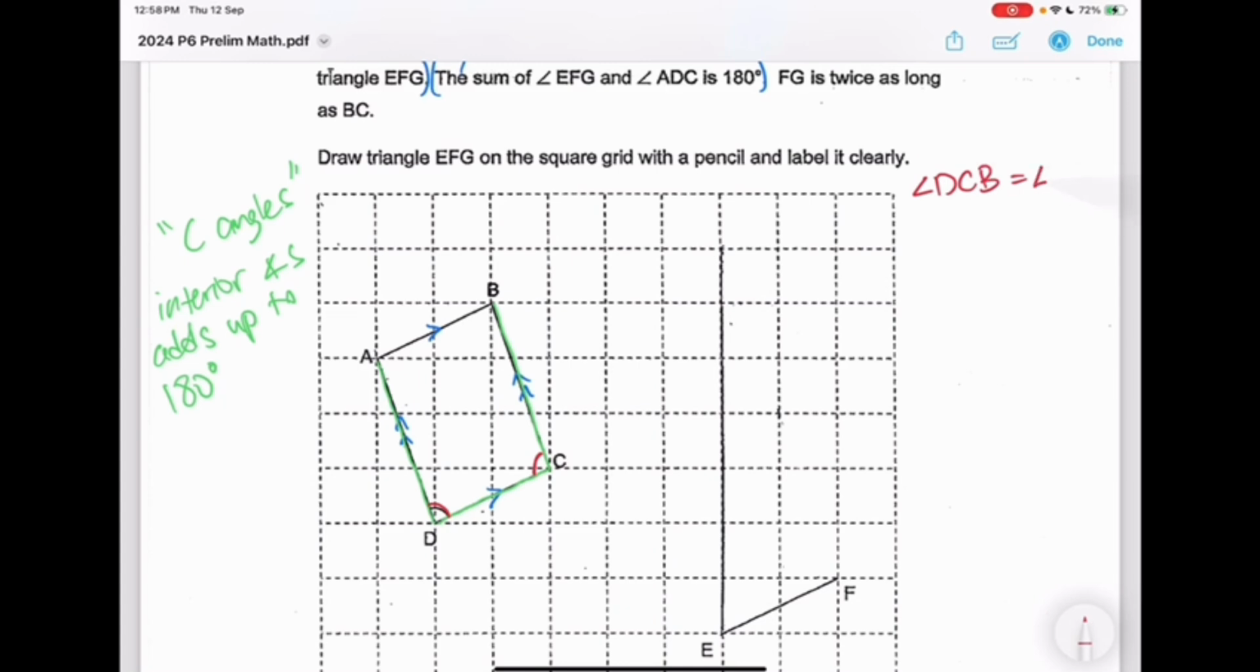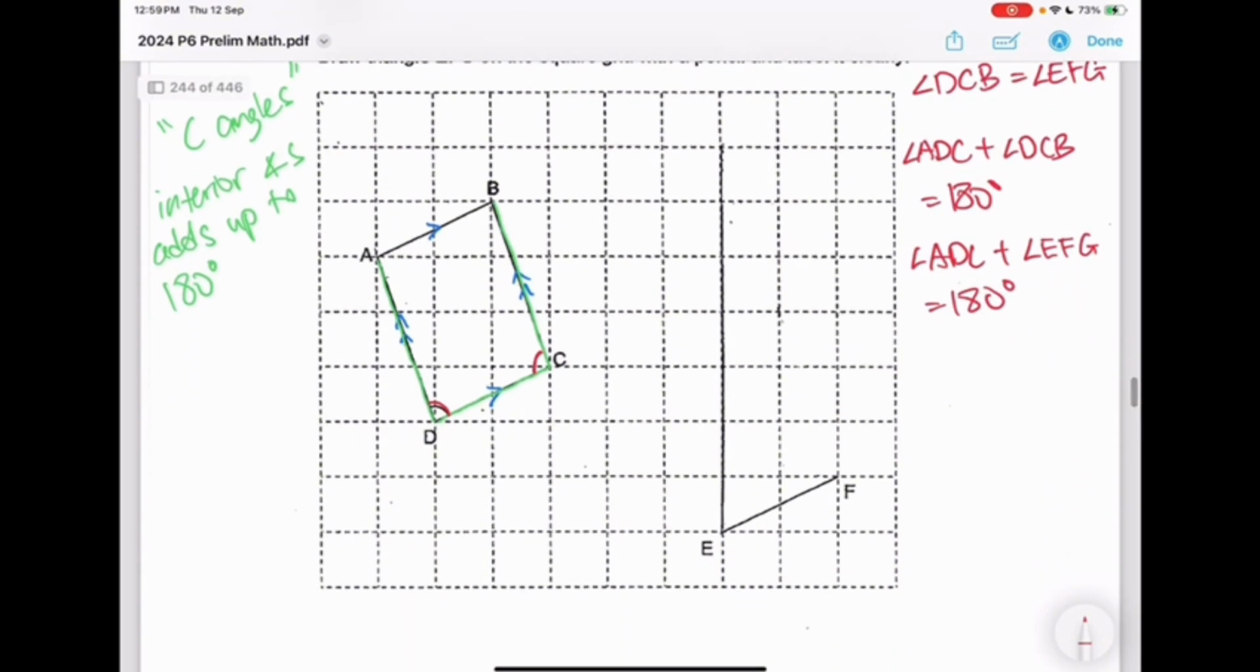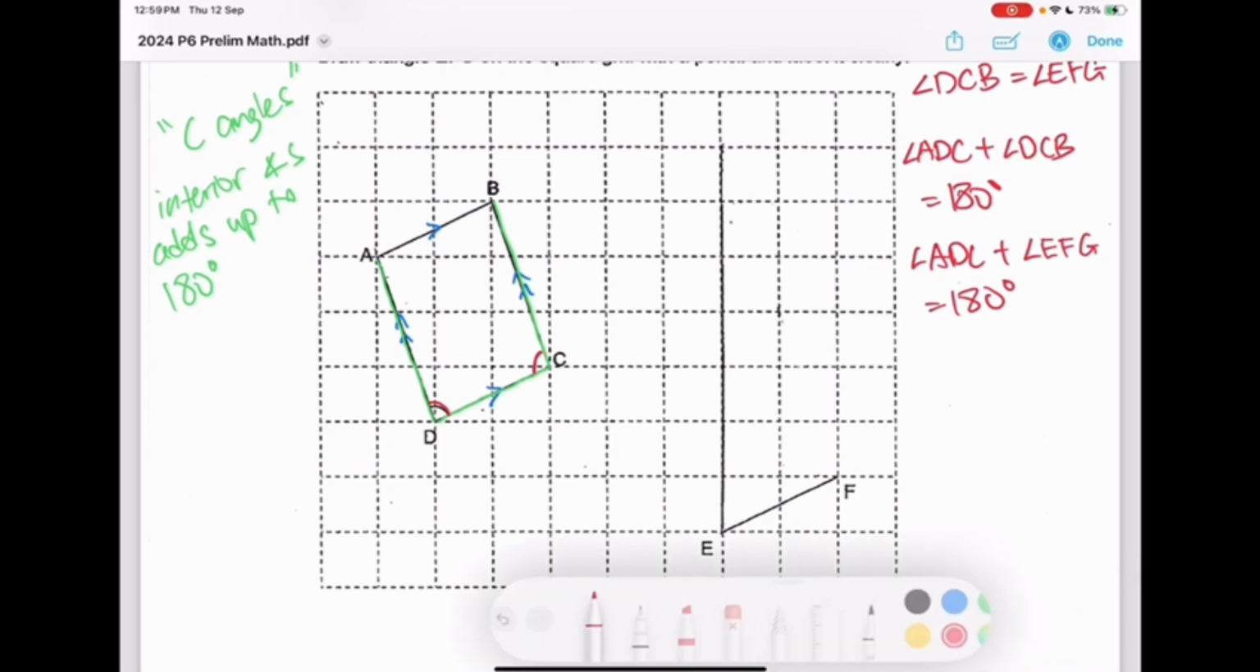From here, I know that angle DCB should be very similar, or can I even say exactly the same as angle EFG. Why? Because angle ADC plus angle DCB equals 180 degrees, and angle ADC plus angle EFG also equals 180 degrees. Alright, so looking at line DC and line EF, I immediately realize that they are the same. Right? They are the same.